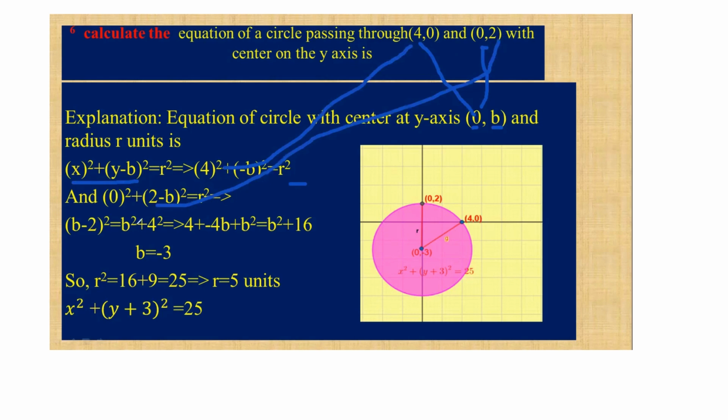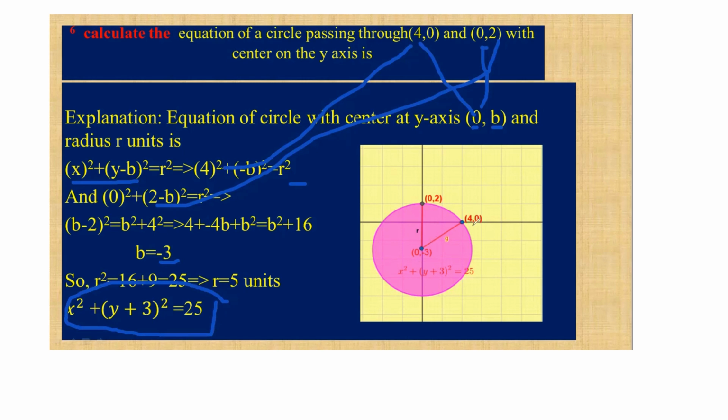The two equations are equal, and solving for b gives b equals minus 3. If you substitute the value of b into the first equation, you'll get the radius of the circle, which is 5. So the equation of the circle is x squared plus (y plus 3) squared equals 25.